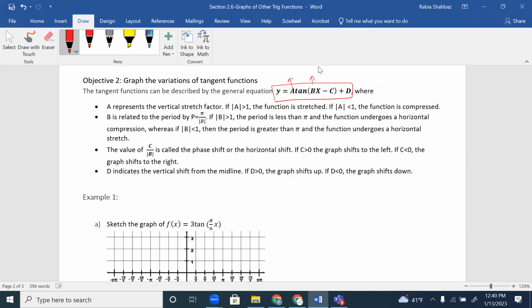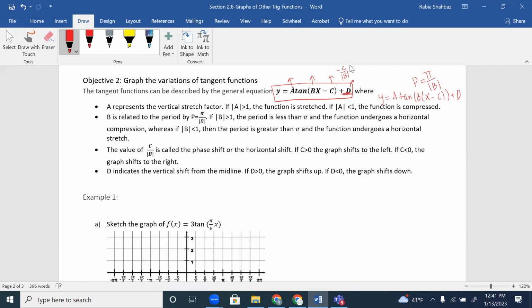B will determine the period, and in this case you will be dividing pi, not 2 pi, by the absolute value of B in order to determine the period of the cycle of the function. Same thing here, the phase shift will be determined by using negative C over the absolute value of B. And if your equation is given in the form where B is factored out, then you will not have to divide by B. D is the vertical shift up and down. This will also be the midline of your graph. That's where halfway between the asymptotes the graph is going to cross at the midline.